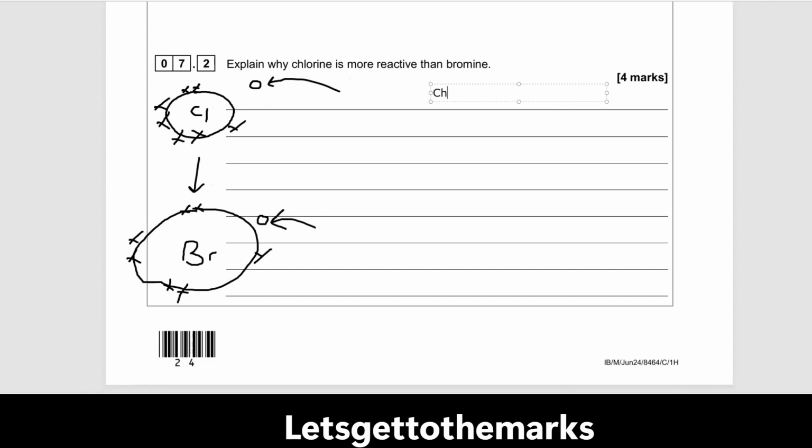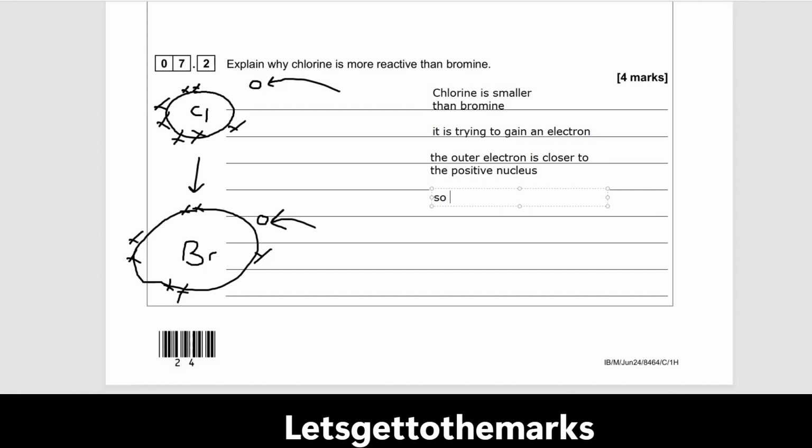So we want to say chlorine is smaller. Now you could say bromine is bigger. It's up to you how you word this. Chlorine is smaller than bromine. It is trying to gain an electron, so it wants to gain an electron. The outer electron is closer to the positive nucleus, so more attraction to the nucleus.